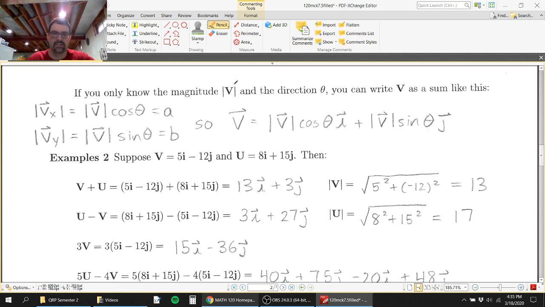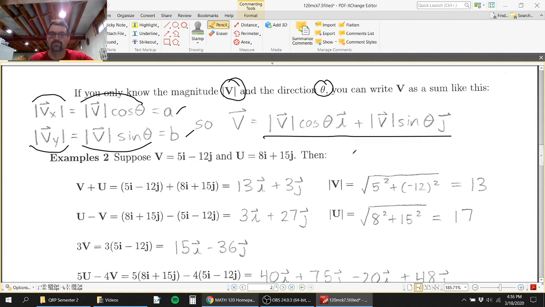So, like we did in the last section, if all you know is how long the vector is and what direction it points in, we saw that we get the sizes of the horizontal and vertical pieces by doing magnitude times cosine theta and magnitude times sine theta. So that would be our a and our b. So in other words, if you just know magnitude and direction, you could write your vector with its components and in terms of i and j, like so.